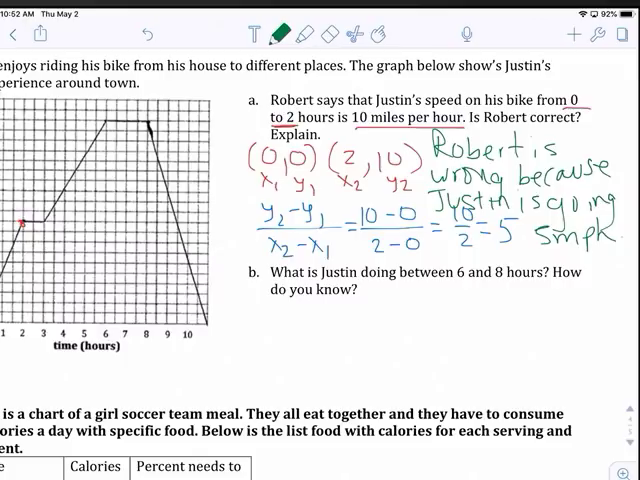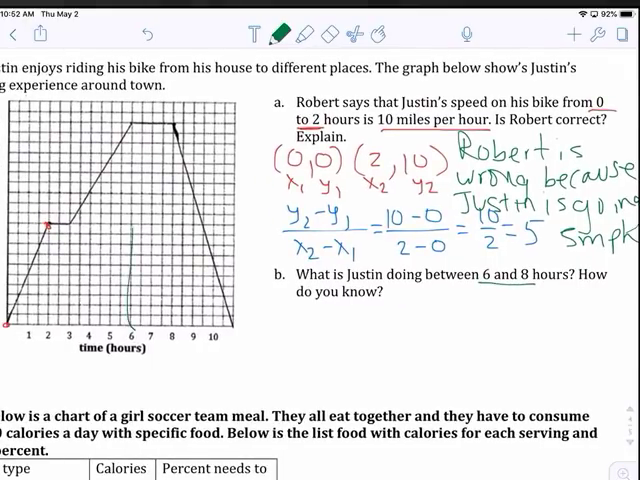What is Justin doing between 6 and 8 hours? So 6 is right here. He was stopped. Stopped to do what? To go to the restroom. For 2 hours? I don't know.